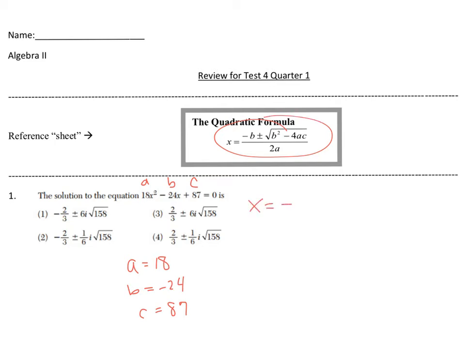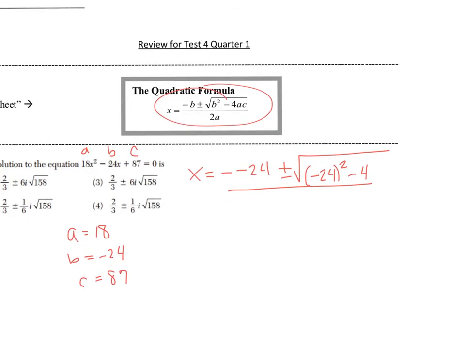There's a negative already in the problem, so I'm going to have negative negative 24 plus or minus the square root of b squared minus 4ac. Because I want b squared, I'm going to put negative 24 in parentheses because I want the whole thing squared. Minus 4, my a value is 18, so times 18, and my C value is 87. All over 2 times 18. Now I'm going to try to simplify this. This would become a positive and a positive. That gets you 24 plus or minus the square root, all over 2 times 18, which is 36.